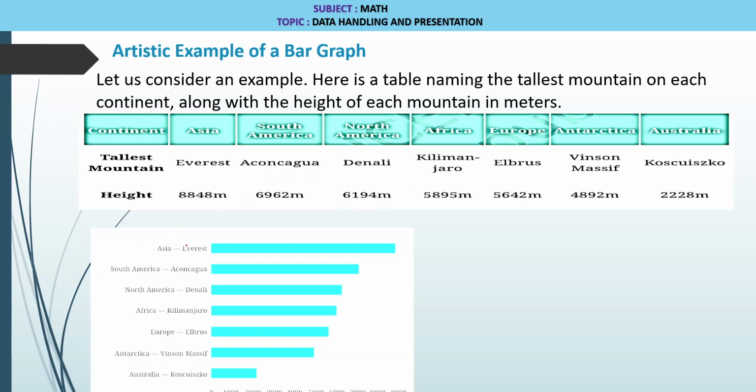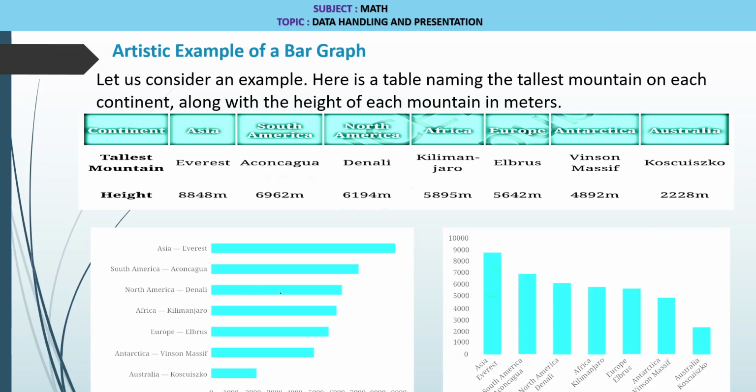When we represent this horizontally, this is how it appears. Here height is considered as the x-axis, and the continents and the tallest mountain names are considered the y-axis. This is one way of representation. Let us see another way of representation. Here on the x-axis the tallest mountain in each continent is considered and the height is on the y-axis. Obviously the second graph is visually more appealing. It indicates that we can easily recognize that Everest is the tallest mountain.